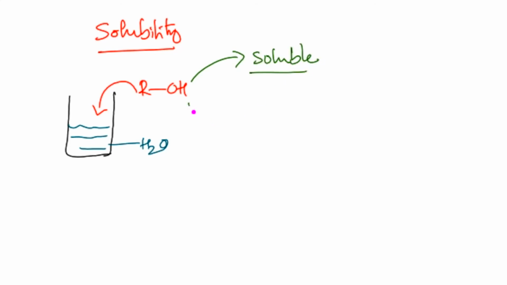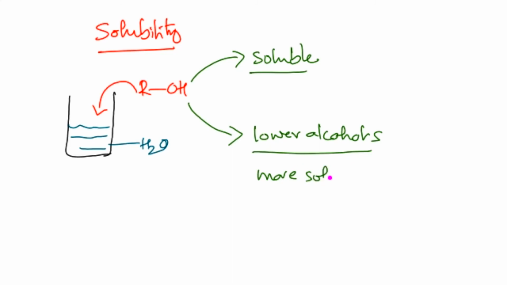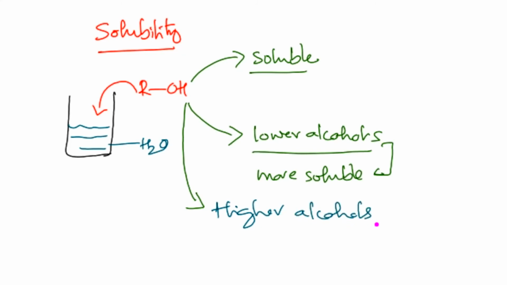But the solubility depends upon the type of alcohol. Lower alcohols, meaning those containing fewer carbons, are more soluble. But the same alcohol, if it contains more carbons, called higher alcohols, is less soluble.